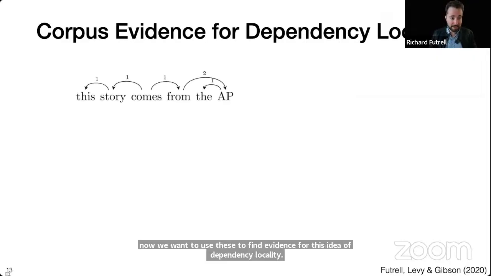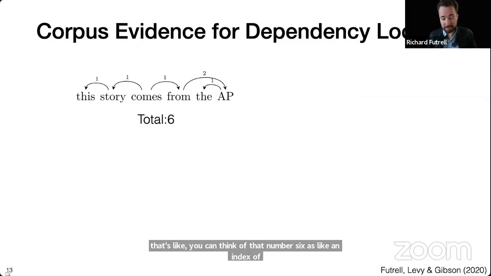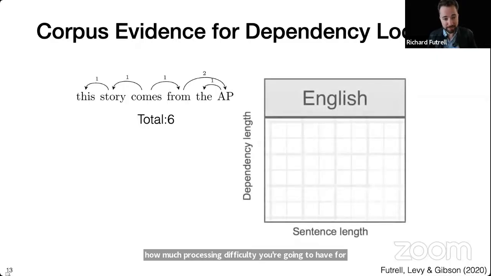Here's something we can do. We can take a sentence from the corpus. Here's a sentence from the English Universal Dependencies corpus. And we can measure the lengths of all of its syntactic dependencies, which we do here as the sum of the lengths in words of each dependency. So the total dependency length for this sentence is 6. You can think of that number 6 as an index of how much processing difficulty you're going to have for this sentence because of your memory constraints.